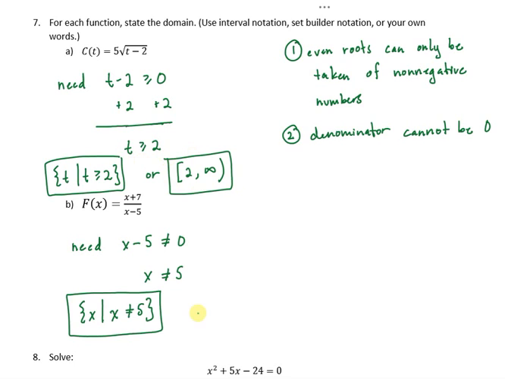Or you can write it in words. All x such that x is not equal to 5.